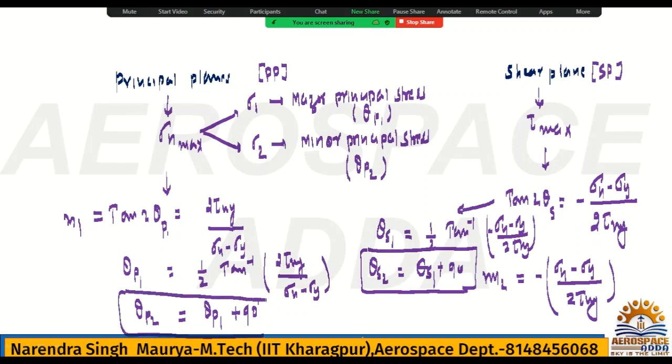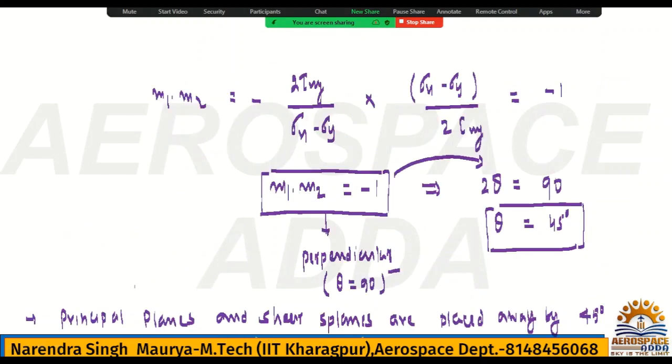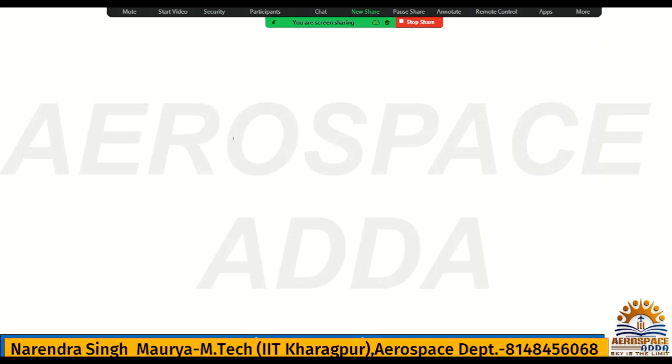But if you talk about the principal plane and shear plane both, the angle between any principal plane and the nearest shear plane will be 45 degree. I will show the diagram, then it will be more clear to you. This is the block.